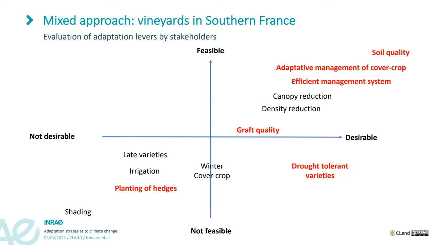And here you have the ones we couldn't model, the ones for which we don't have the process, we don't have the knowledge to include them in the model and to assess the effect of adaptations. And you can see here that you have some, like soil quality and adaptive management of cover crops, that are seen by stakeholders as very feasible and very desirable. But the question remains, are they effective? And with the tools we have now, we cannot answer these questions.